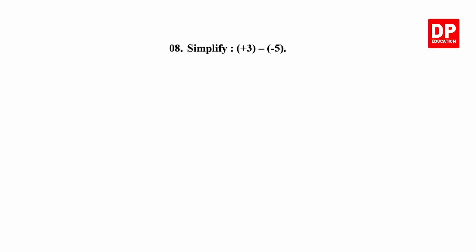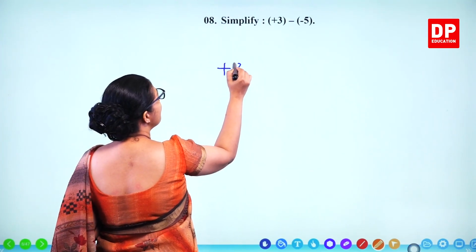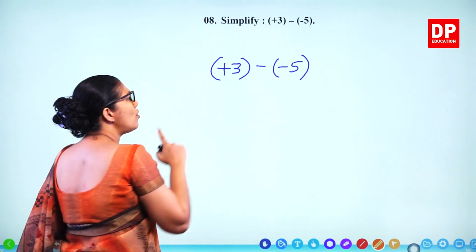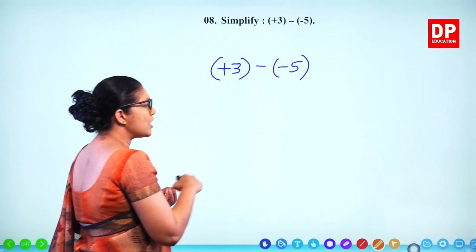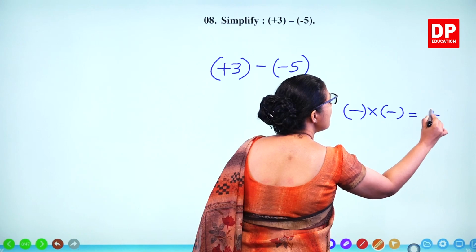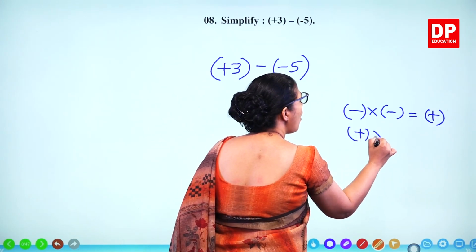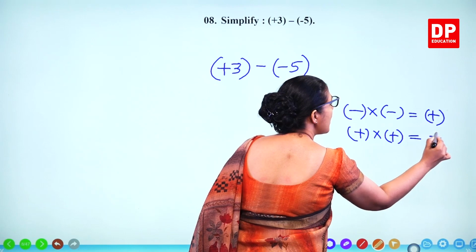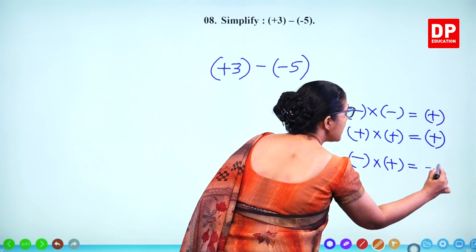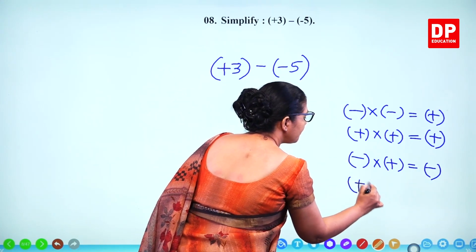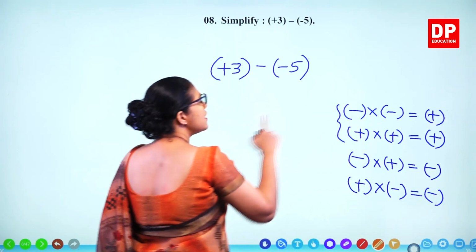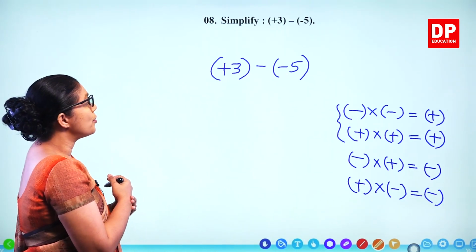Question number 8. Simplify. Plus 3 minus 5. Now here you need to know minus minus, multiplication. Same sign multiplication, you get positive answer. Either plus into plus or minus into minus, you get plus. If it's 1 minus and 1 plus, you get negative answer. So other way around is also negative.